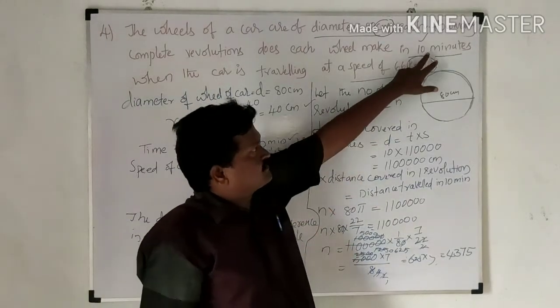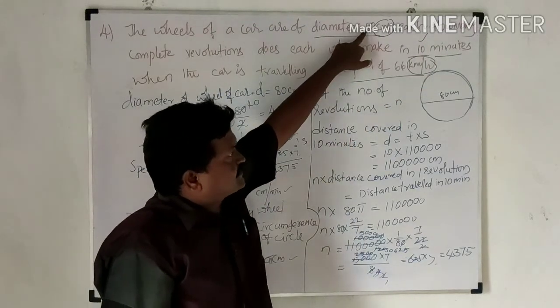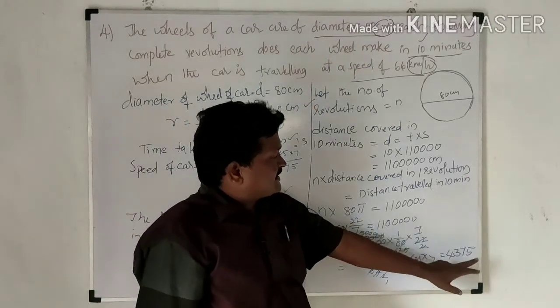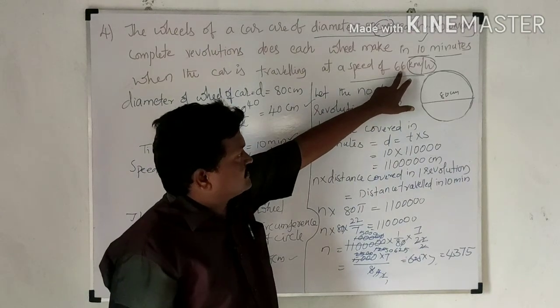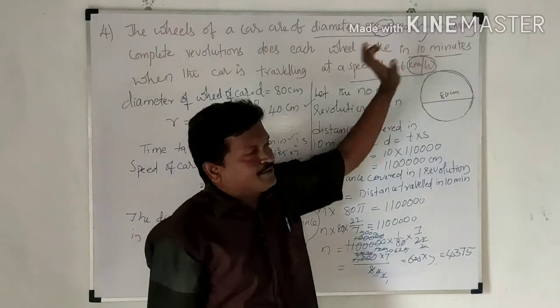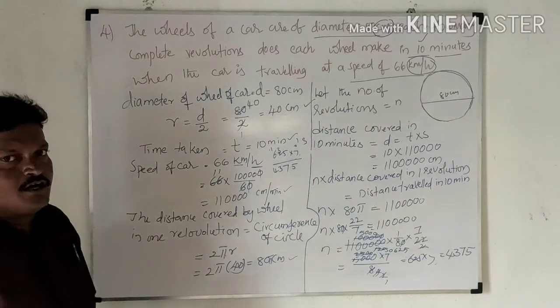So in 10 minutes, the wheel of a car with diameter 80 centimeters will make 4375 revolutions with the speed of 66 kilometers per hour in 10 minutes. Okay, so I hope that you understand. Once again I am explaining.